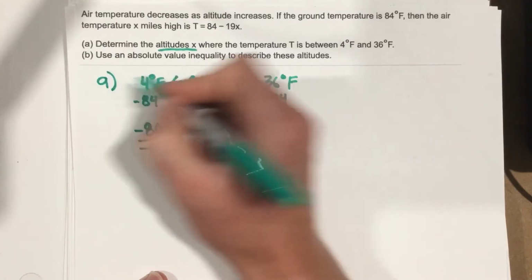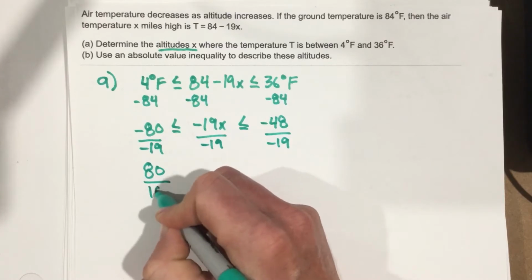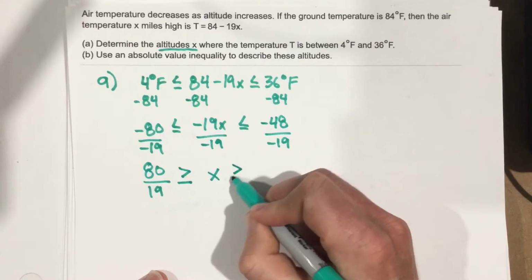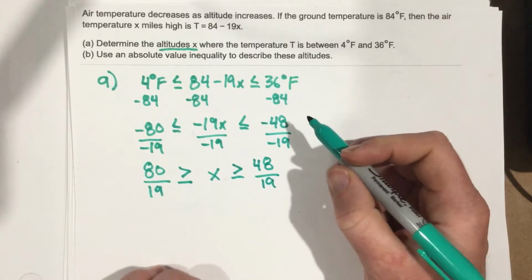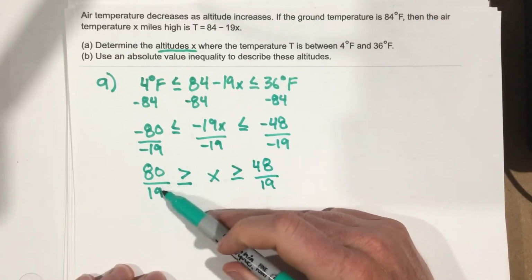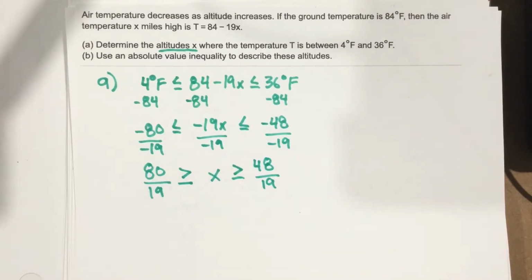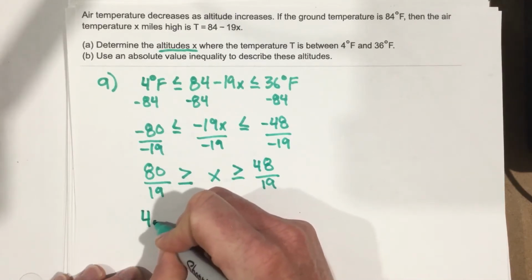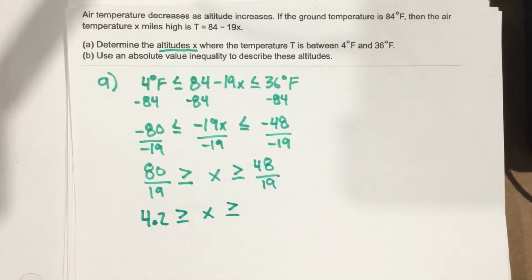By the way, this is part A. And we end up with 80 over 19. Flip the inequality signs, 48 over 19. Now, if you look at this, 80 over 19, that's going to be about 4 point, let's just round it to 4.2, greater than or equal to x greater than or equal to 48 divided by 19, 2.5.